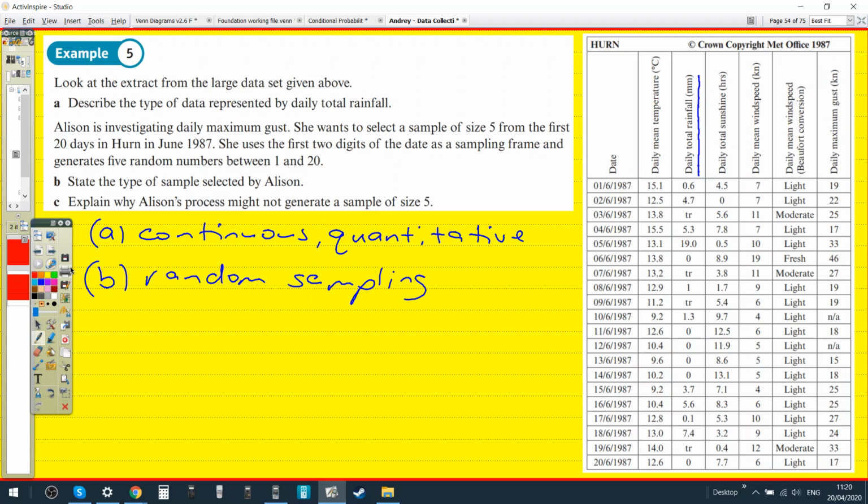It's random, and it might just not get to 5. Might not generate a sample size of 5. Say it again, sorry. Because it's just a random one. So, what is this? Daily maximum gust. So that's the last one.